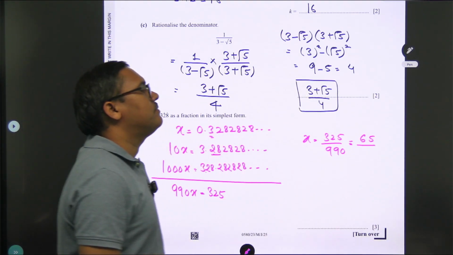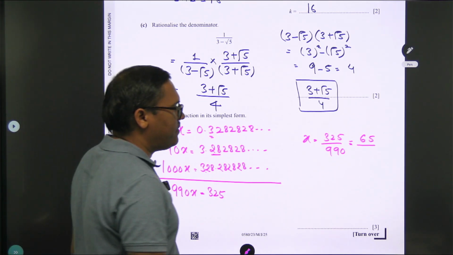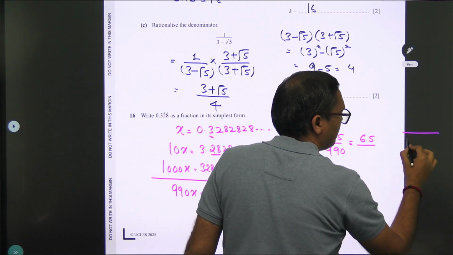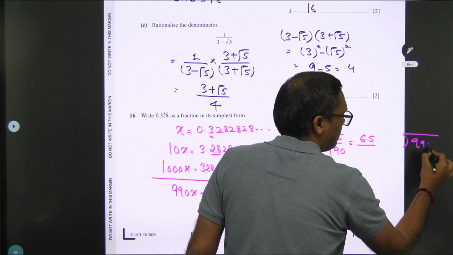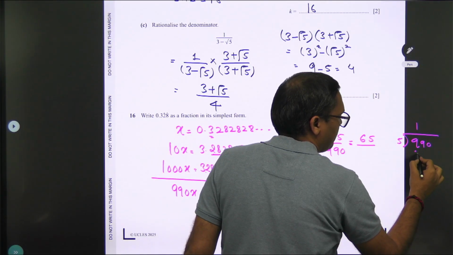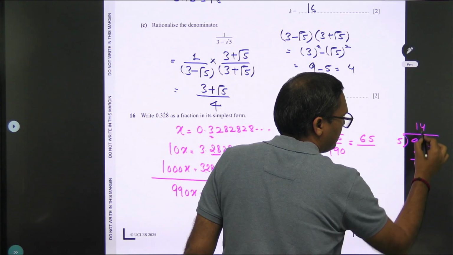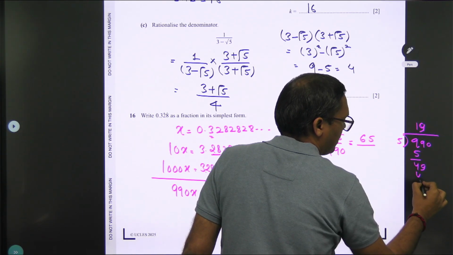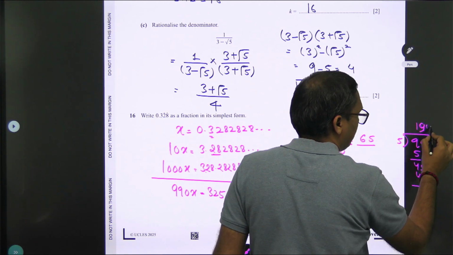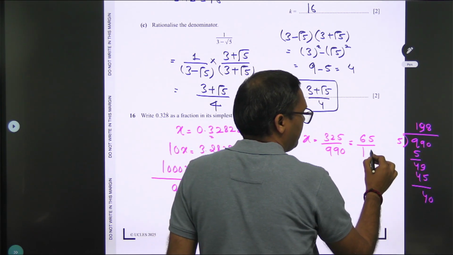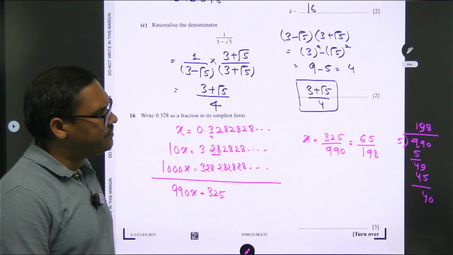And if I divide 990 by 5, this is 198. So what is this? This is 65 by 198.